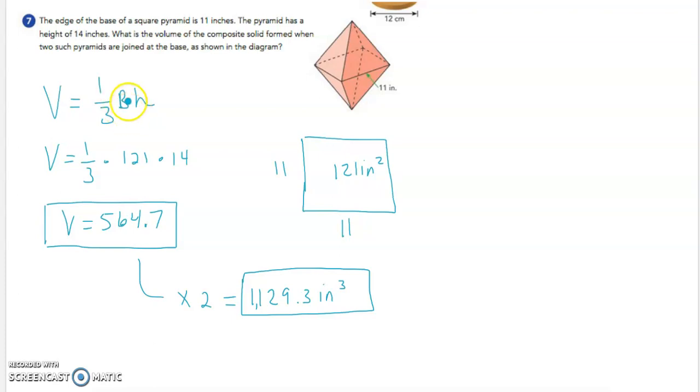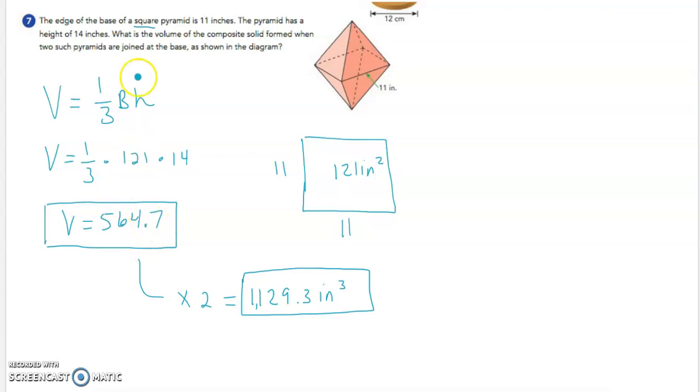Now again, this area of the base, we have to do a side problem over here. Now if I look at this, it says it's a square pyramid, right? So that means an edge of the square is 11. That means, well, since it's a square, all the edges are 11. So to find the area of the square base, I'm just going to do 11 times 11, which is 121. I plug that 121 into the formula. I do 121 times 14, divide that by 3, and I get 564.7.